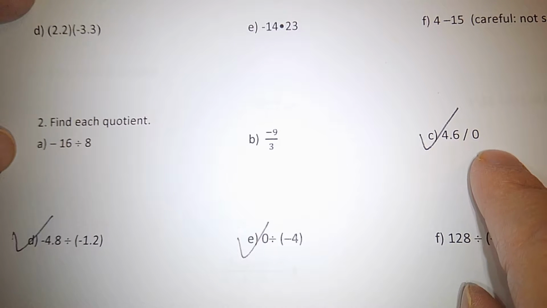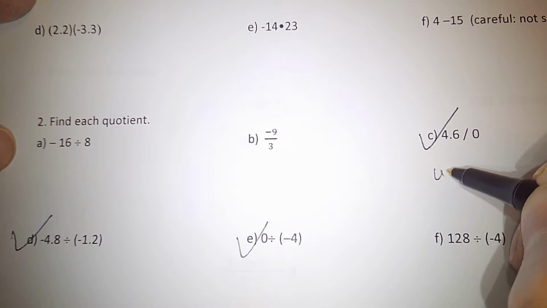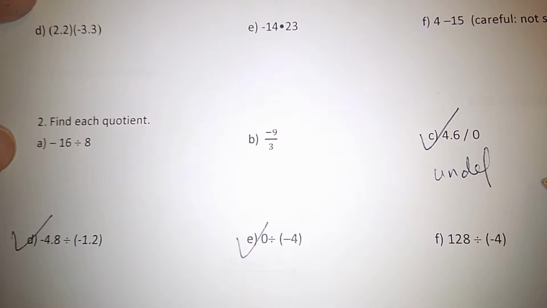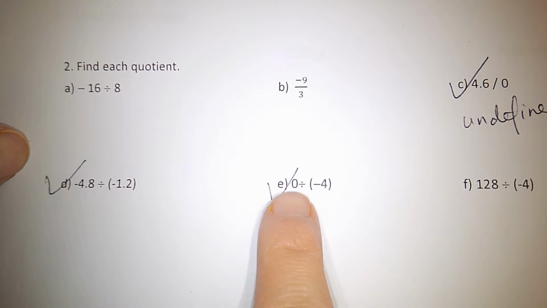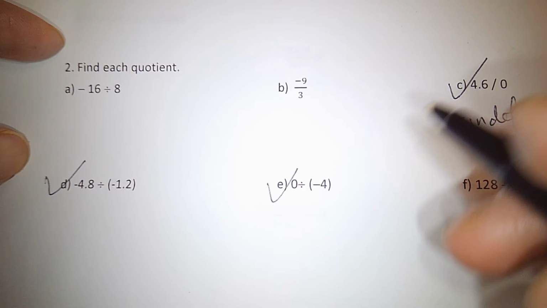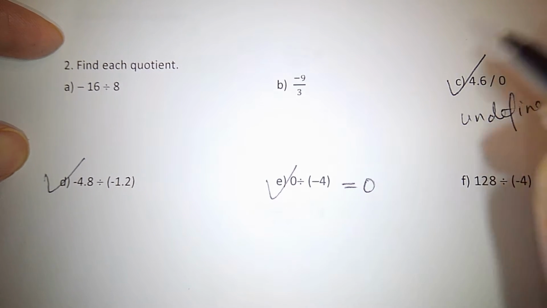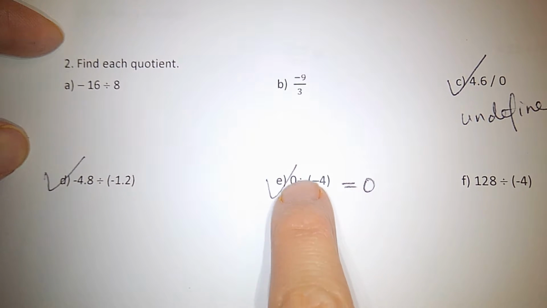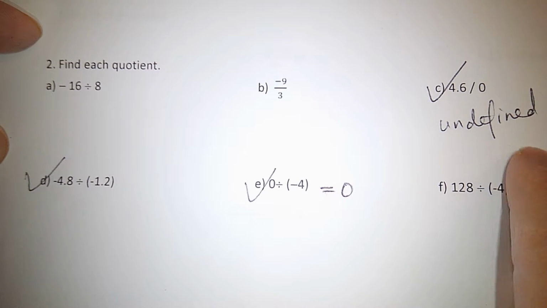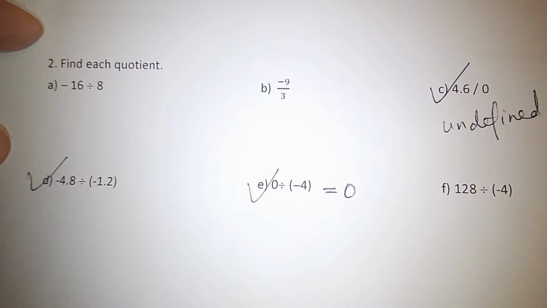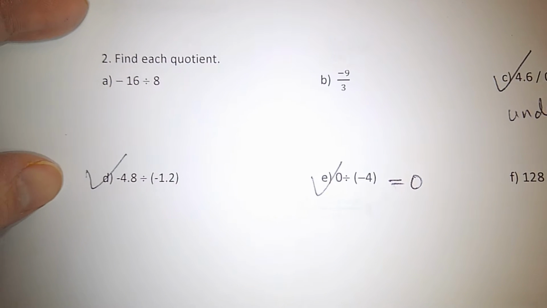What's 4.6 divided by 0? What is 0 divided by negative 4? Yeah. 0 divided by a non-zero number gives us 0. A non-zero number divided by 0 is undefined. 0 cannot be in the denominator, okay?